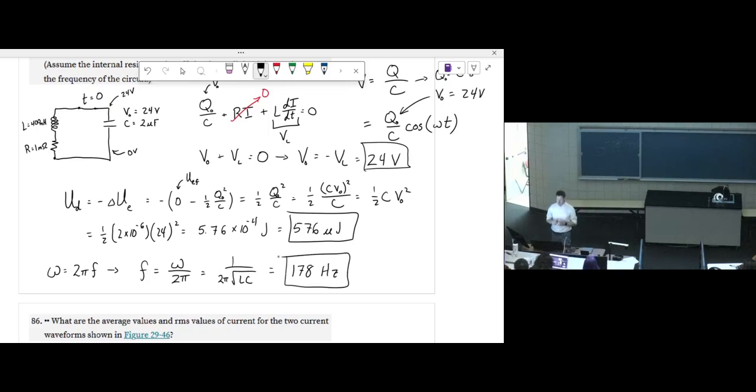So 178 times a second, this system is going to go from positive to negative charge on the top plate, and back again.